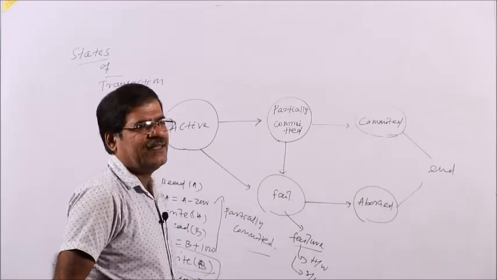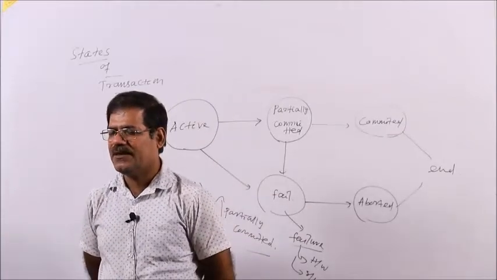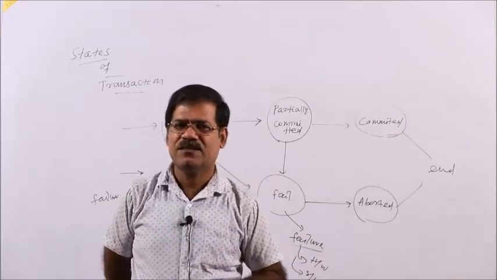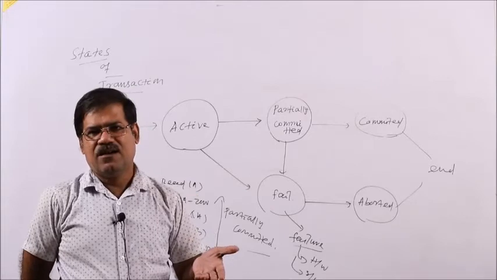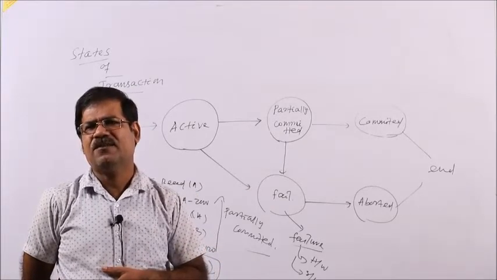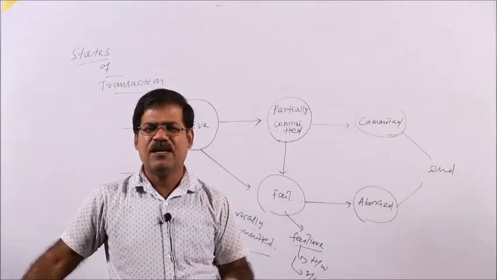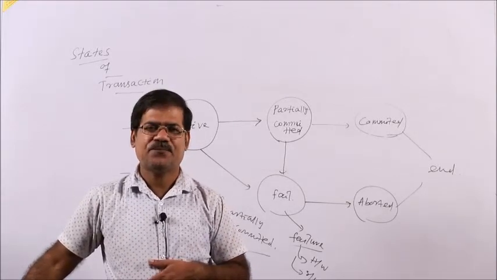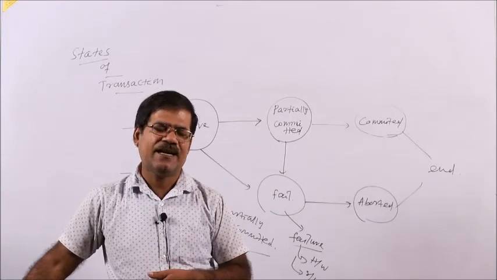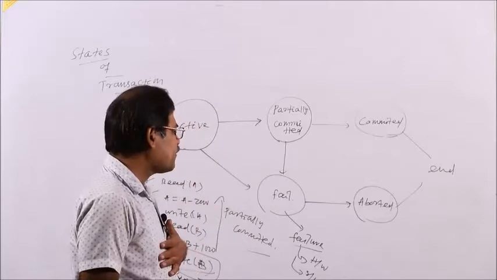Fail state means there may be a chance of failure. The failure may occur at the beginning, or after some statements are executed, or at the end of the transaction. If the failure occurs at the end of the transaction, there will be no problem, because the transaction is already complete and the updated value is written in the database.